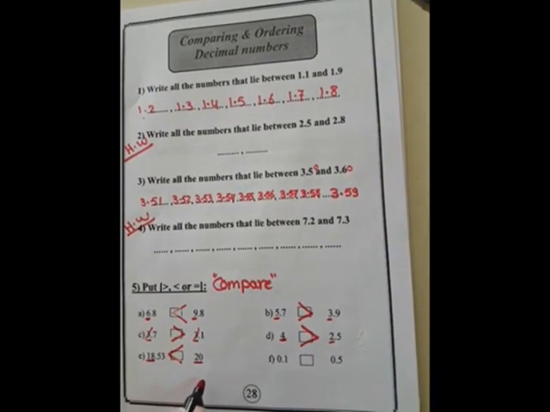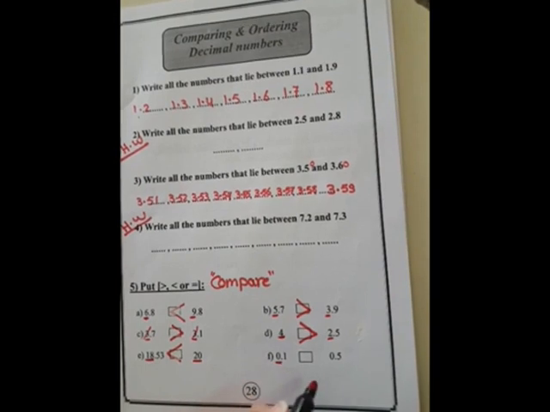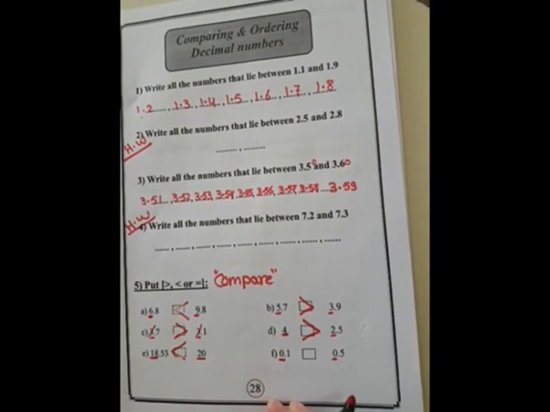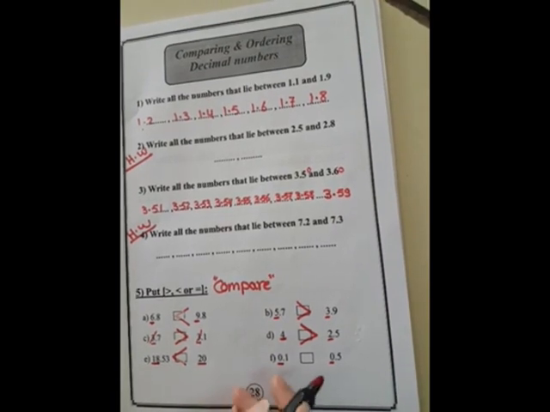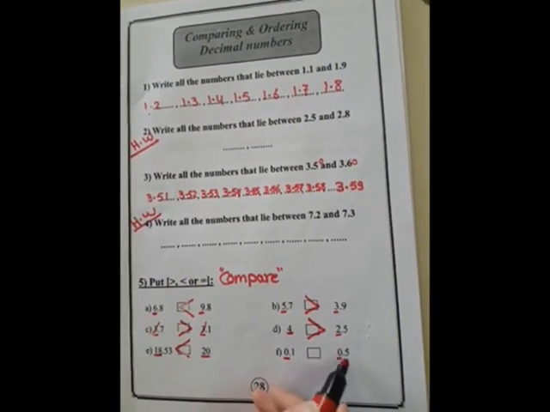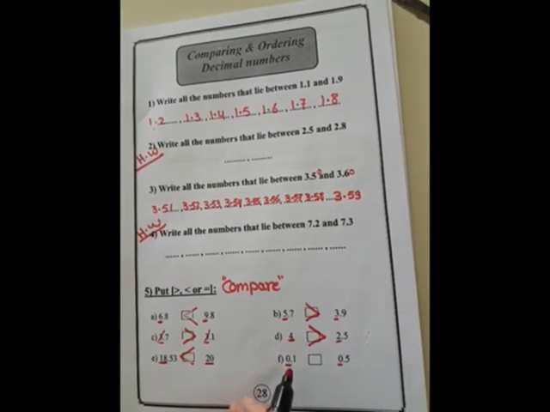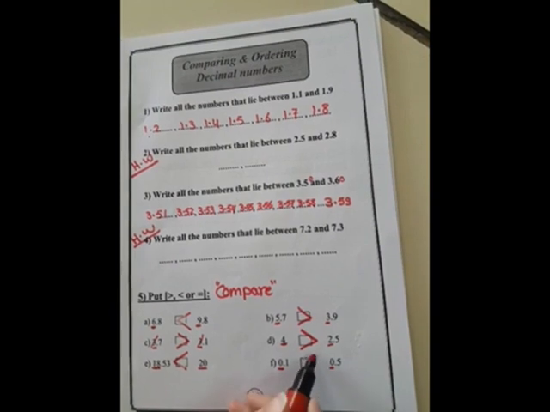Let's go to the last one. Here we have in the whole number 0 and here we have also 0. So what shall we do? Balance, then look at the decimal number. Here we have after the decimal point 1 digit and here we have after the decimal point also 1 digit. So start comparing the decimal numbers. Here we have 1 and here we have 5. Of course the 5 is greater.